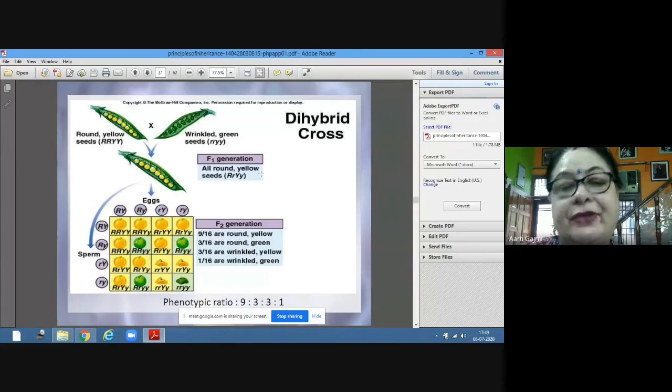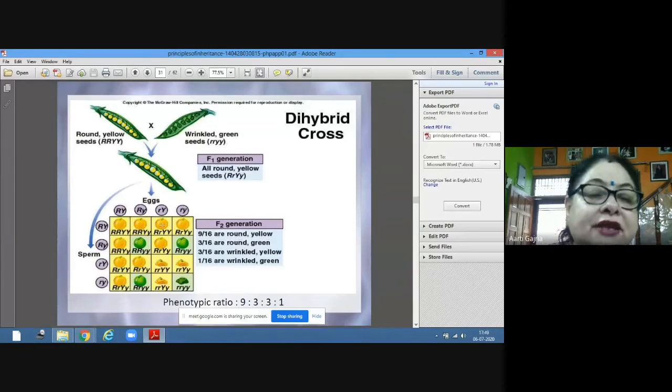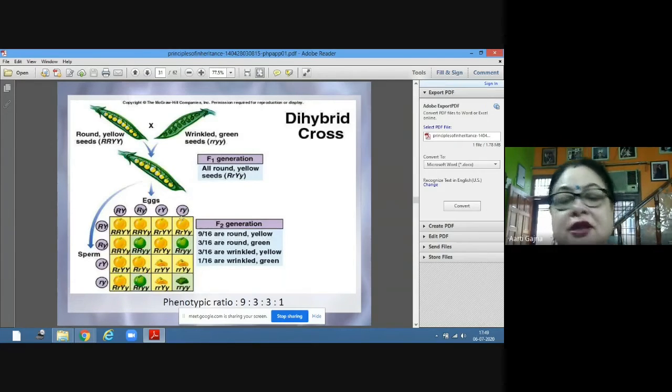Now let me tell you one another thing: when we are writing gametes, we should write capital letters first. So if it is small r, capital Y, it should be written capital Y, small r, because it is also another convention that we always write capital letter first. So capital R, capital Y, capital R, small y, capital Y small r, small r small y. These are the 4 gametes in case of female plant.